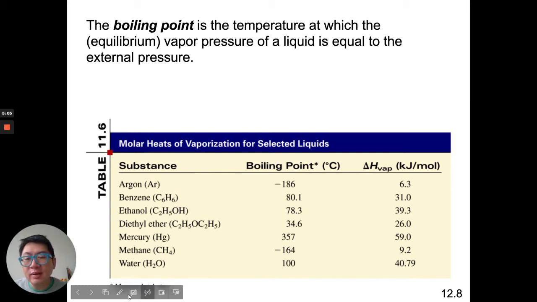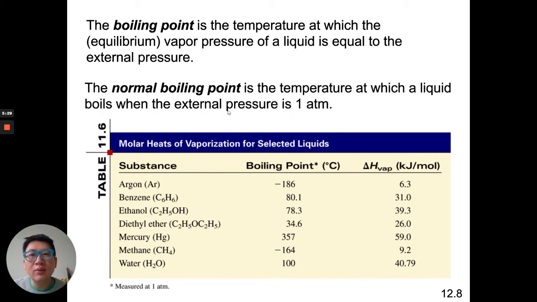It's measured at 1 atmosphere at the bottom. So boiling point is when the equilibrium vapor pressure is equal to the outside or external pressure. So we're usually talking about your normal boiling point, which is at 1 atmosphere. The normal boiling point is the temperature at which a liquid boils at 1 atmosphere.